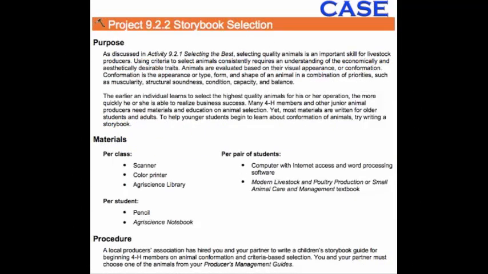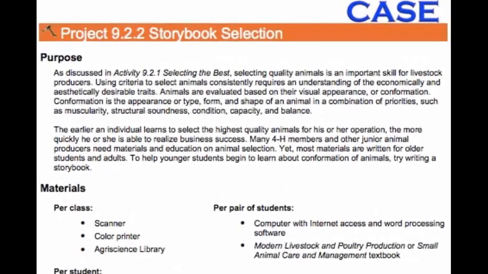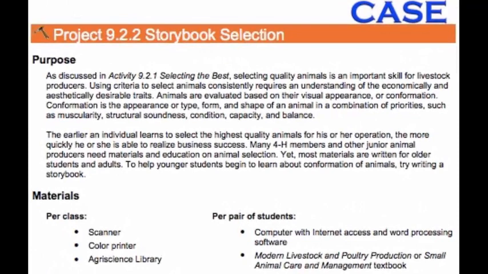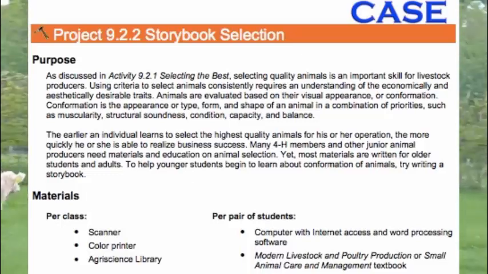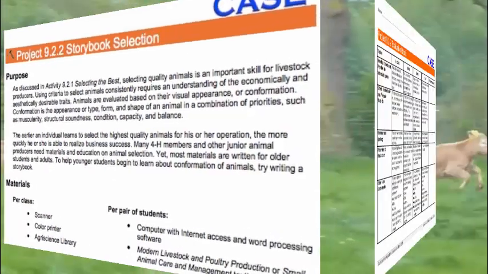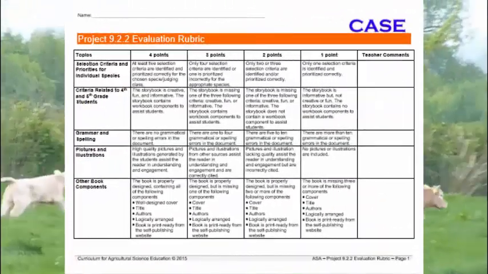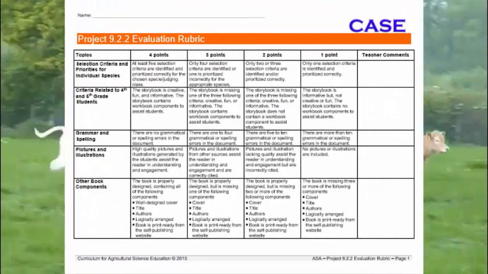Through Project 922 Storybook Selection, you will research and identify the priorities for evaluating an animal. This will help you understand how producers use qualitative and quantitative comparisons of live animals to predict value in the marketplace. Your instructor will share specific instructions for Project 922 Storybook Selection and Project 922 Evaluation Rubric.